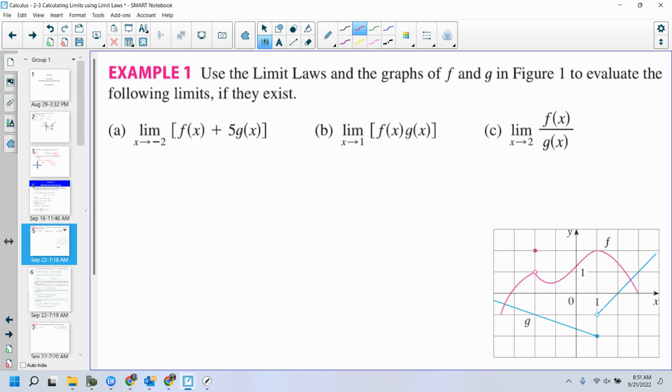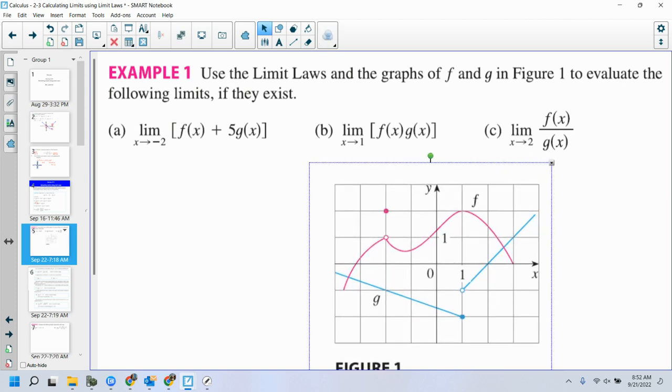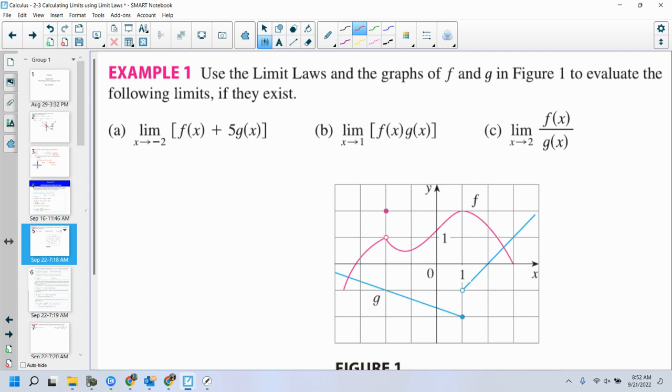You get the time length of 3 dad jokes to finish covering. That's my rule. Use the limit laws and the graphs of f and g in figure 1 to evaluate the following limits if they exist. Okay, let's find the limit as x goes to -2 of f of x plus 5 times g of x.